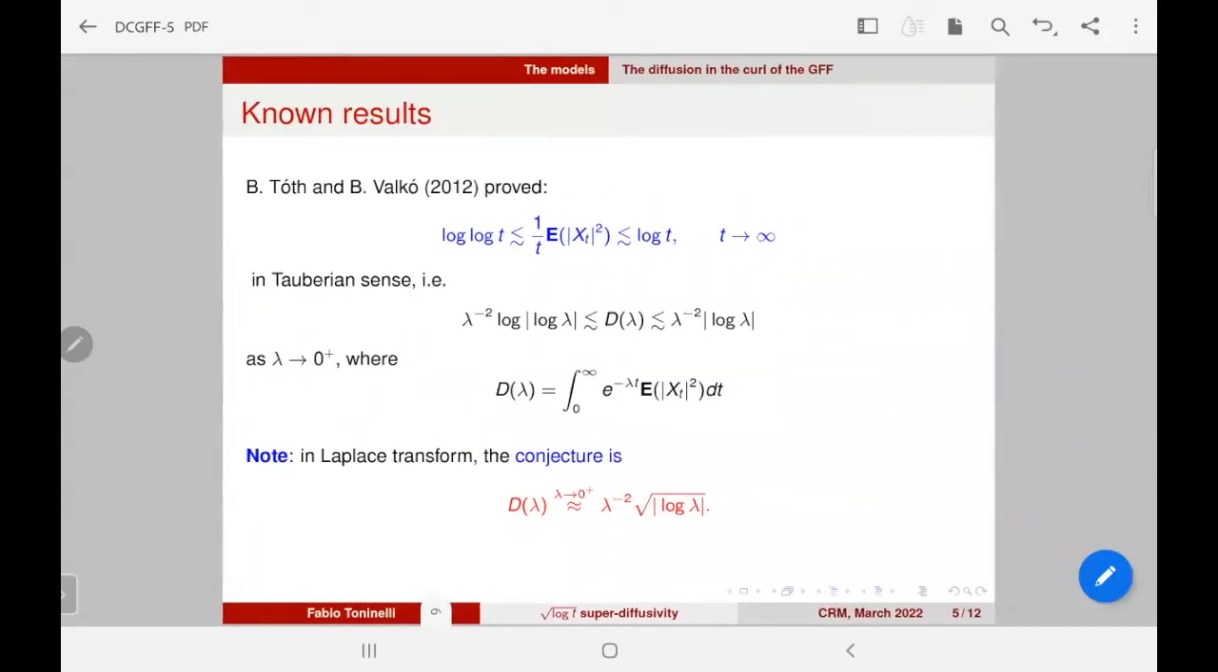In terms of the Laplace transform, the conjecture would be that this Laplace transform behaves like lambda to the -2 times square root of log 1 over lambda as lambda goes to 0. It's just translating the conjecture in the Laplace sense.